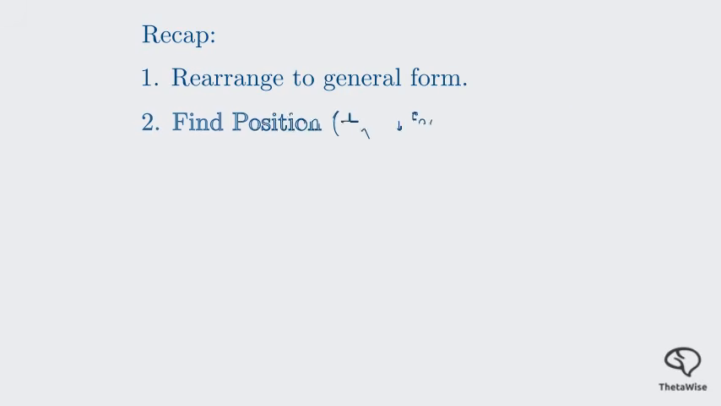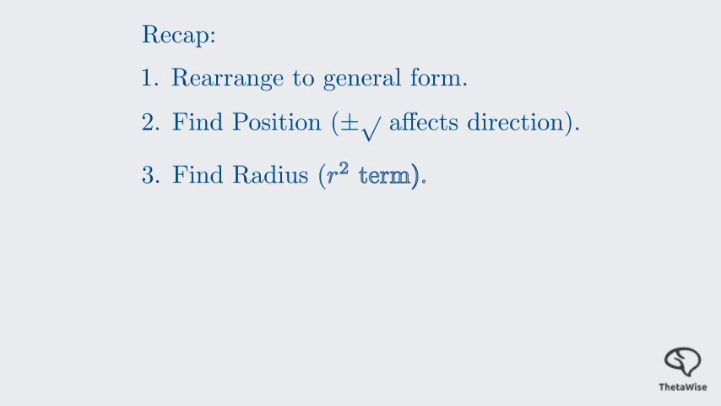This concludes our tutorial on sketching semicircular graphs. We've learned to recognize their 4 general forms, identify their key features, and follow a simple, step-by-step process to sketch them accurately. By following the 3 steps we outlined, rearranging the equation, finding the position, and determining the radius, you can confidently sketch any semicircular graph.